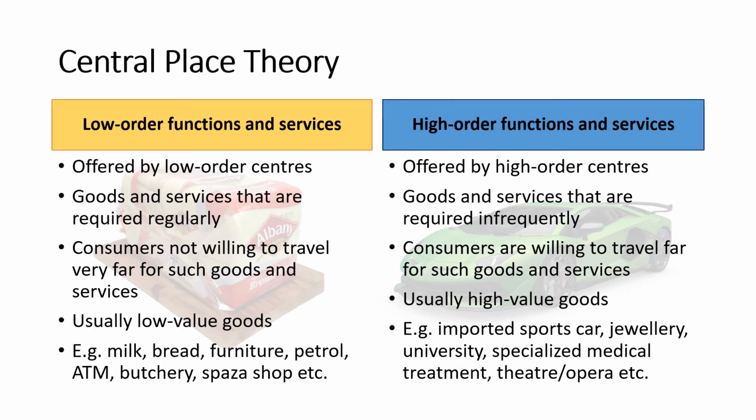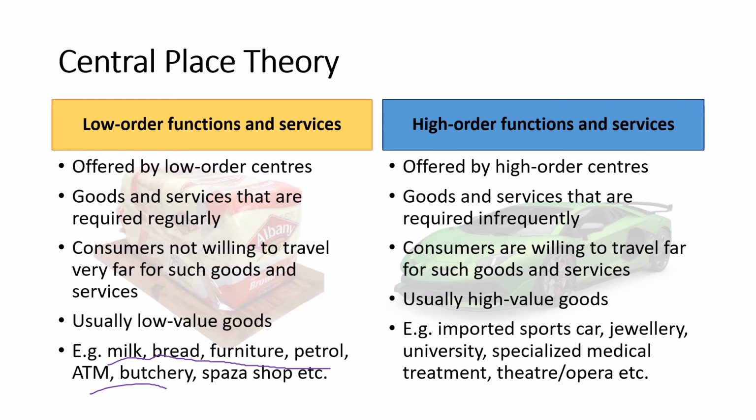Okay, we need to divide our thinking up into these two ways of phrasing things. The one is lower order and the other is higher order. The easy way to think of these is in terms of our low order goods, the things we would buy. Examples of low order services or functions are things that you need all the time: milk, bread, furniture, petrol, ATMs, butcheries, spaza shops. Those are things that you're always visiting. We need them every day, basically, because the things we buy from those places are not expensive, and we're not going to want to travel very far. So I'm not going to want to travel to another province to go to the butchery or buy milk because it has low value to me.